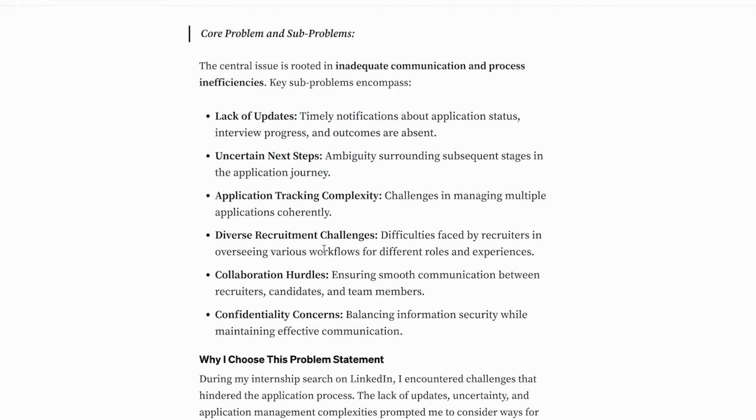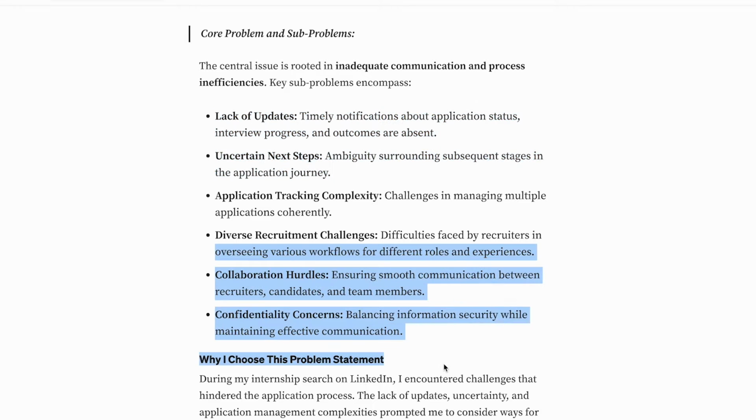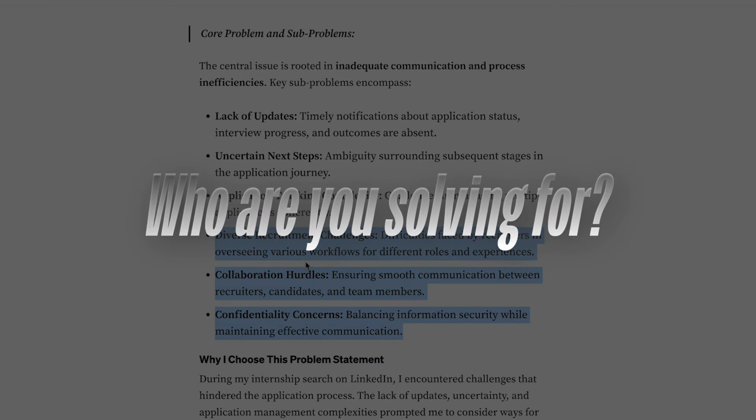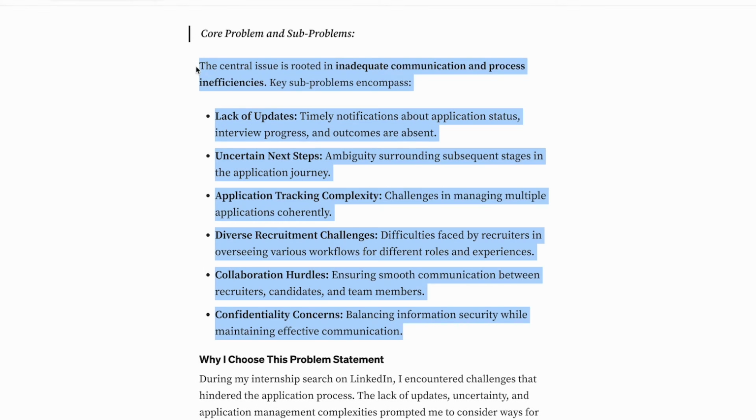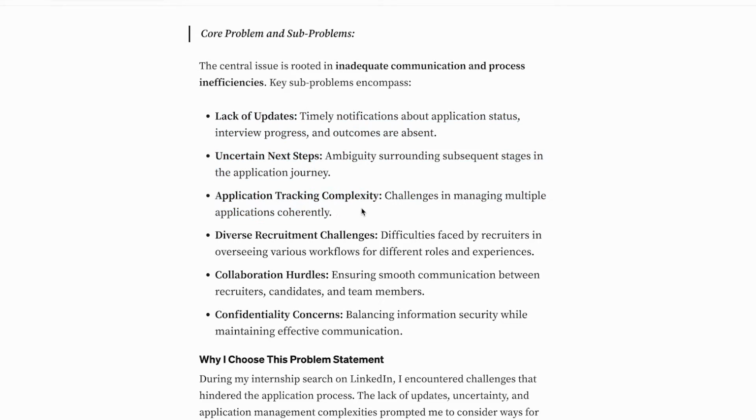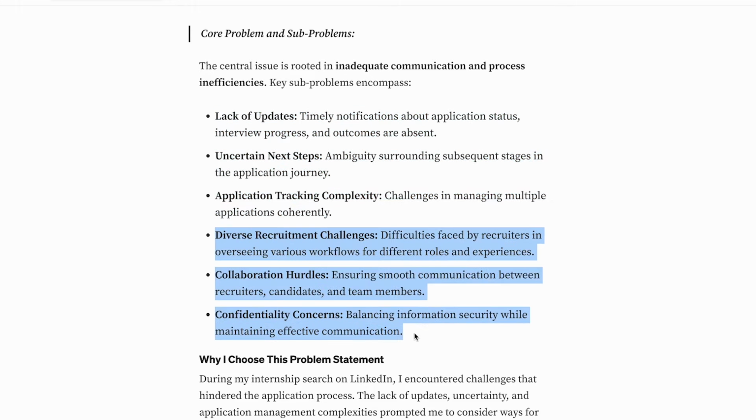And another thing that you see over here is that it would make a lot of sense to break these problem statements into two categories: problems for job seekers and then problems for recruiters. That is really missing because I don't know who you're solving for, right? So at this point in time, I have two questions. Are you solving for both the job seekers and the recruiters, or are you just naming them at the moment and you're just going to solve for only one?